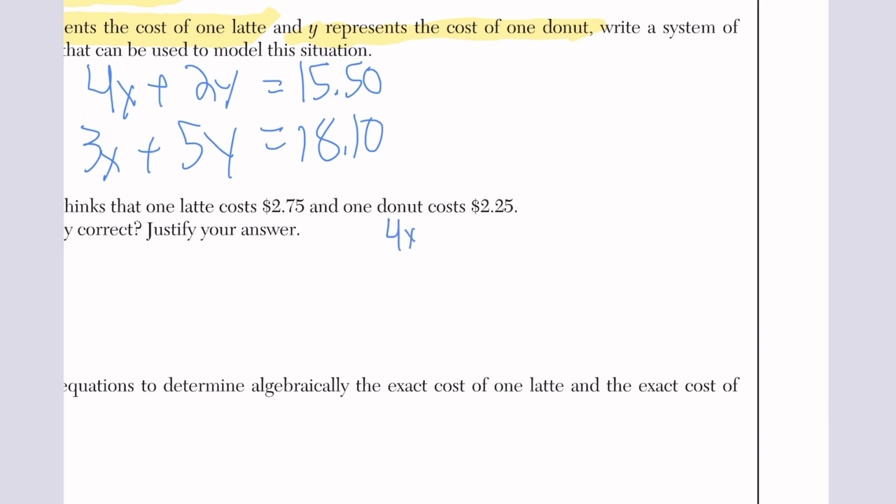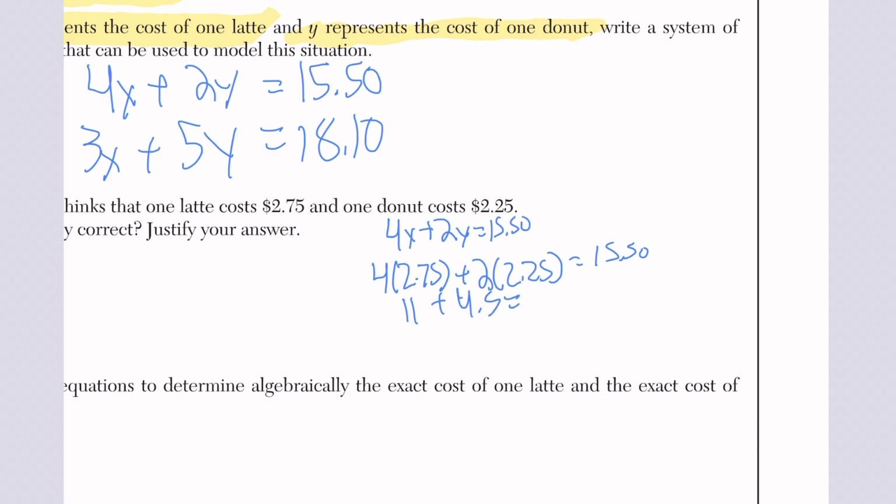So she thinks that one latte is $2.75 and one donut is $2.25. Is that equal to 15.50? So if we just do it, 4 times 2.75 is equal to 11. 11 plus 2 times 2.25, which is 4.5. Is that equal to 15.50? Yes, it's equal to 15.50 because 15.50 is equal to 15.50.